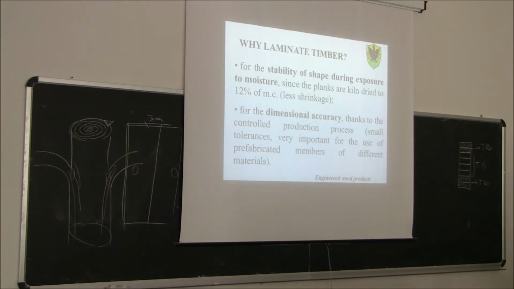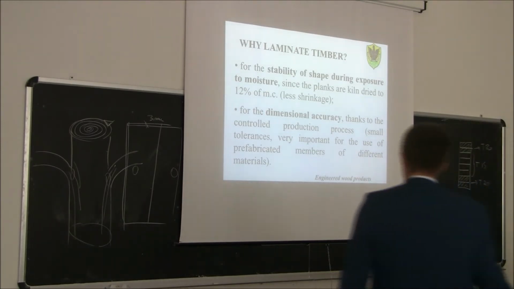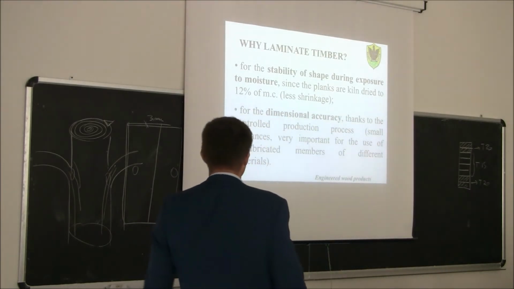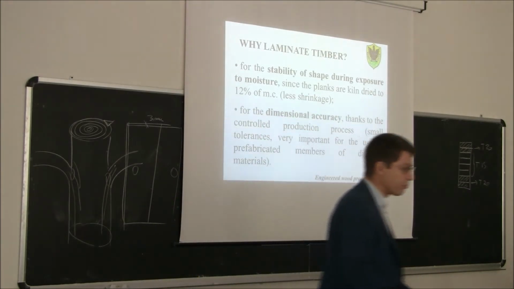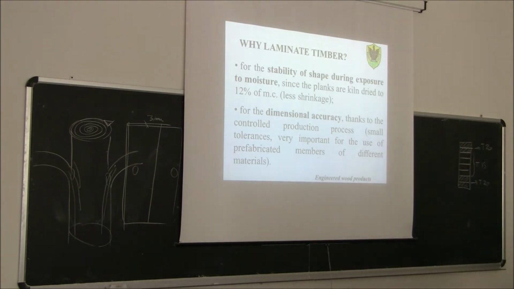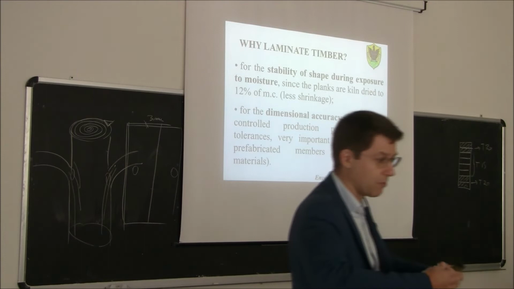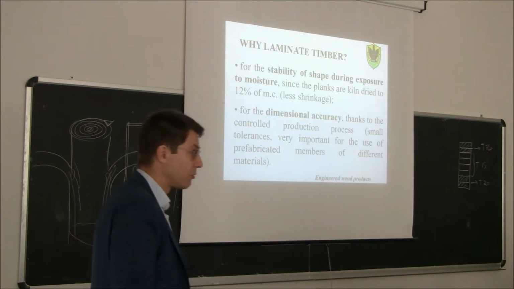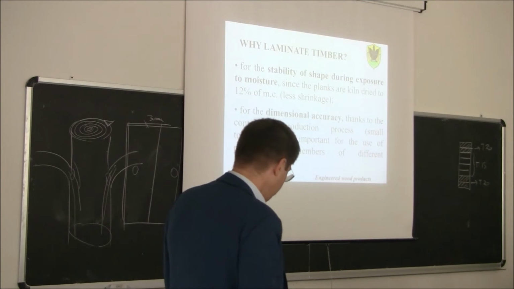Other important advantages, very important when you do prefabricated members: we have dimensional accuracy thanks to the controlled production process. So basically everything is produced in a factory. In the end, the sizes are very accurate. This is very important in a prefabricated structure when it comes to putting those prefabricated members together. You have to have a low tolerance because otherwise you may get some problems. You may not be able to connect them together. Okay?